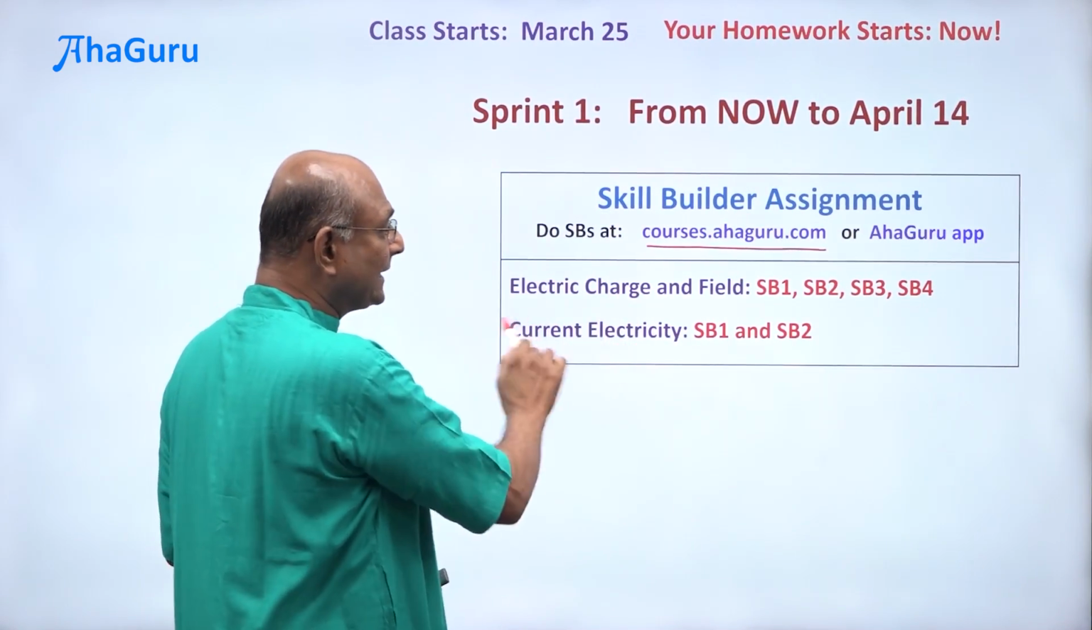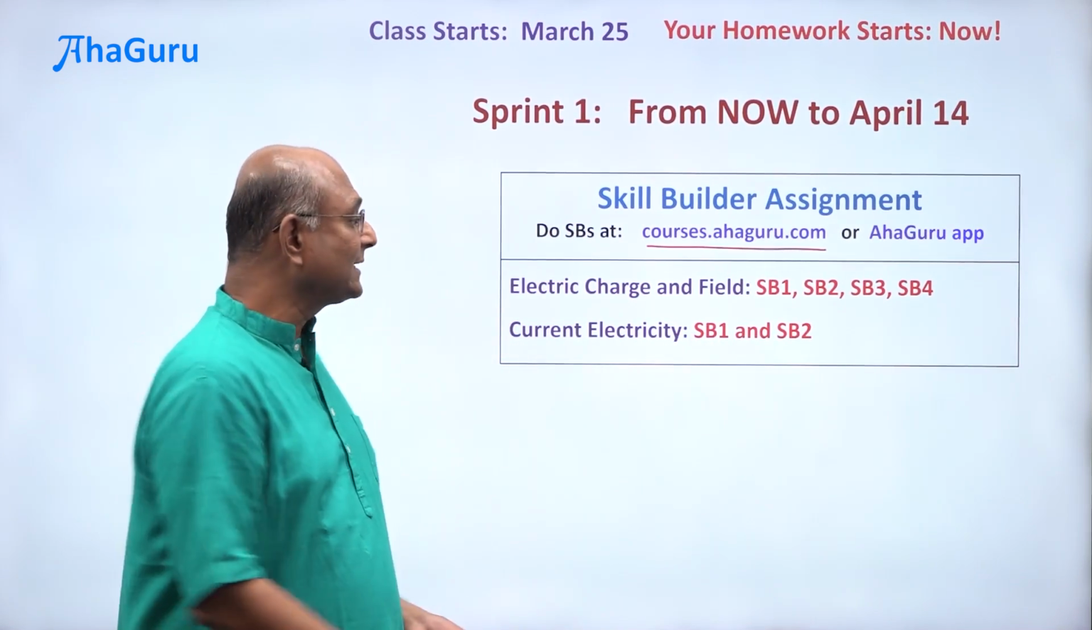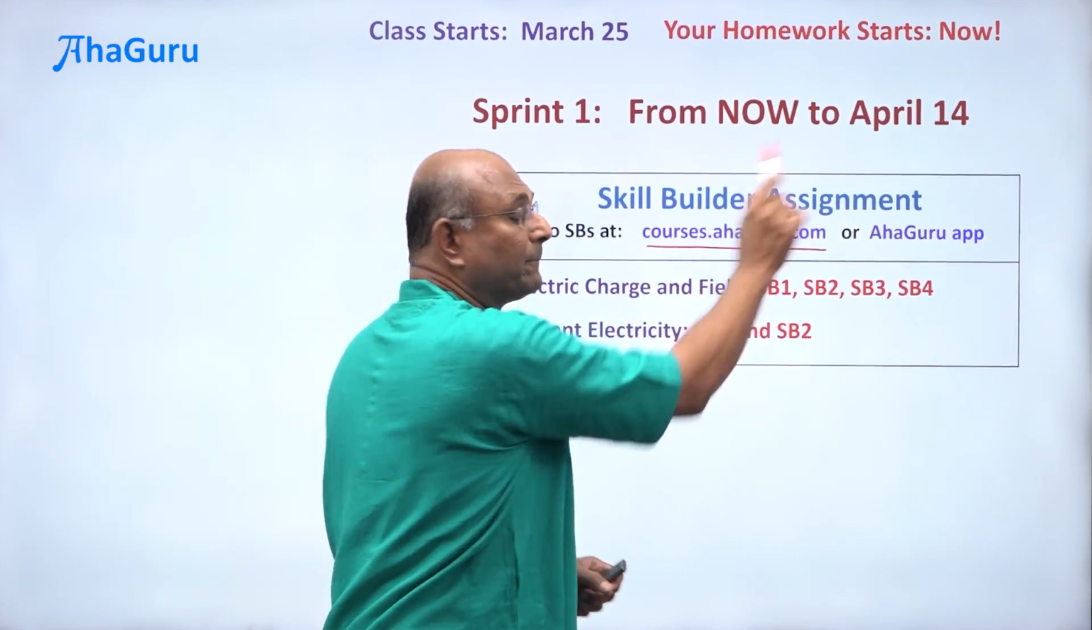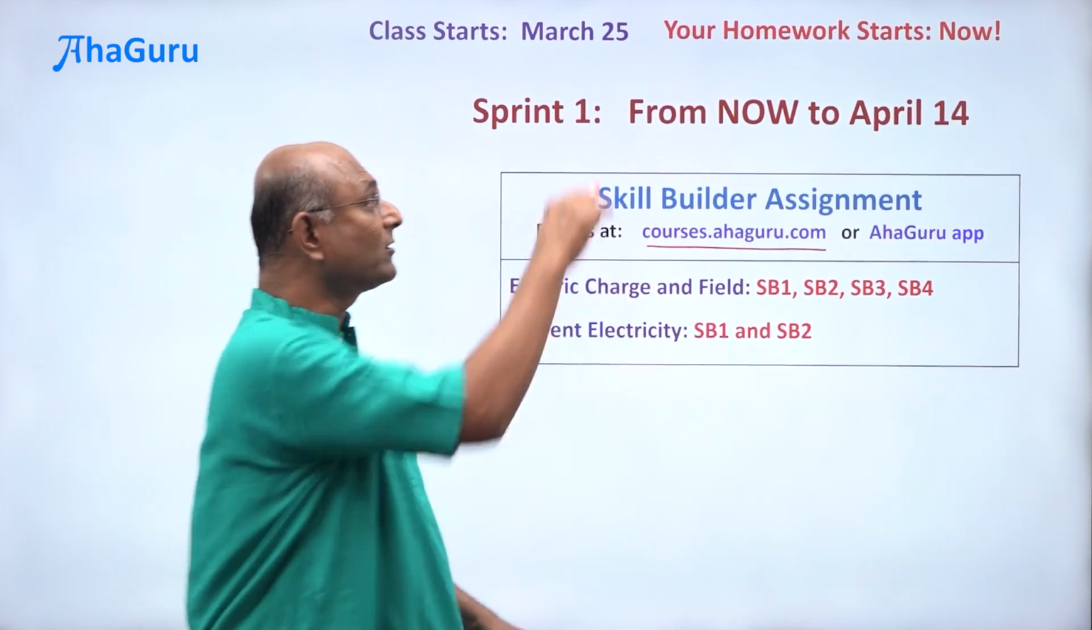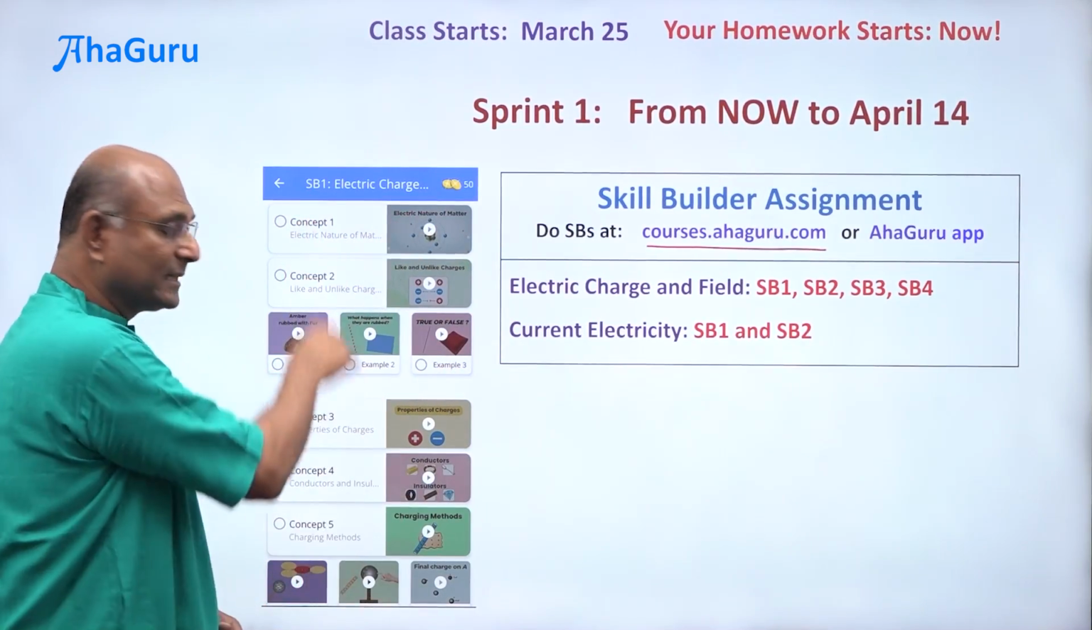Current electricity has 9 skill builders. I'm only asking you to do 1 and 2 for sprint 1, up to April 14th. Don't wait for April 14th. Please start now. This is how the skill builders will look.